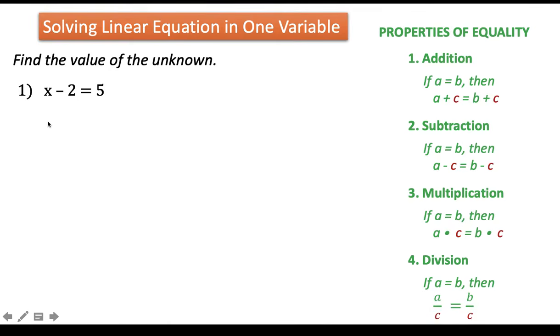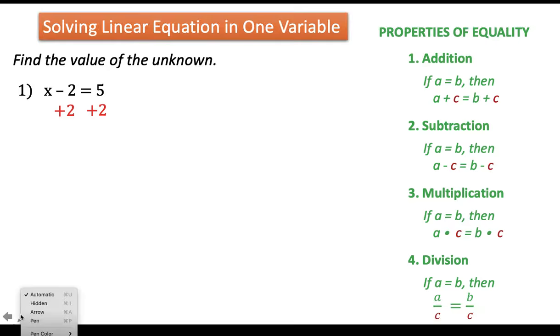The idea here is we're going to isolate this x on one side of the equation. In doing so, we will simply eliminate this minus 2, and that is by adding its opposite, which is positive 2. So we add 2 to the left side of the equation, and we must also add the same number to the right side. That is the addition property of equality. You are adding the same number to both sides of the equation. It will not change anything.